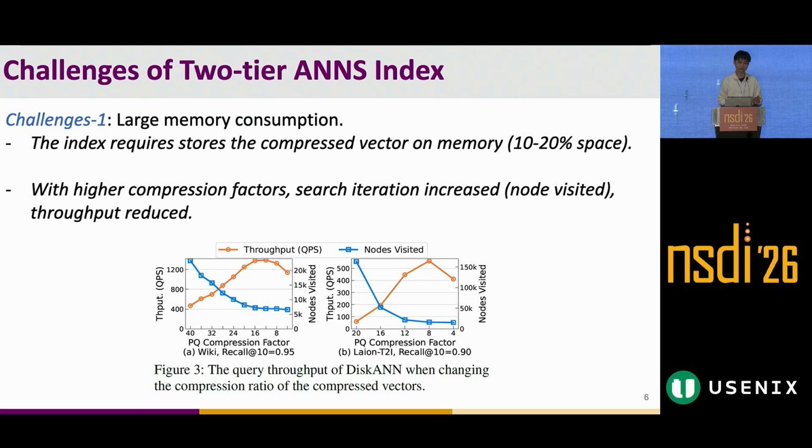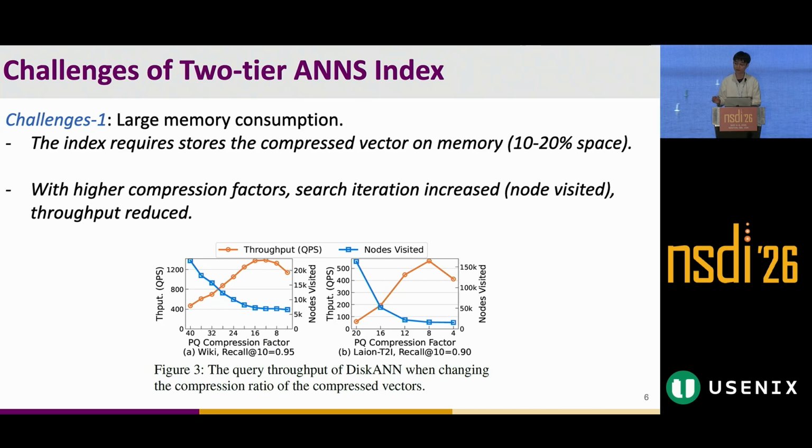Now we found several challenges for this two-tier ANN index. The first one is that the two-tier index still needs a large memory consumption. This is because the index requires storing the whole compressed vectors in memory, which may consume 10% of the overall space of the dataset. We can see this in the figure here. The x-axis represents the PQ compression factors.